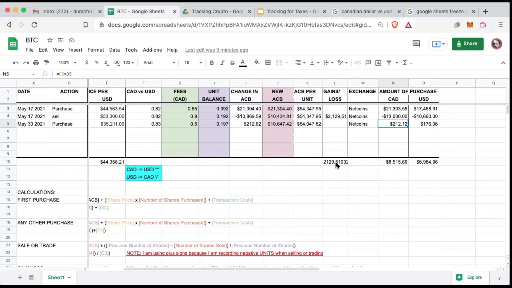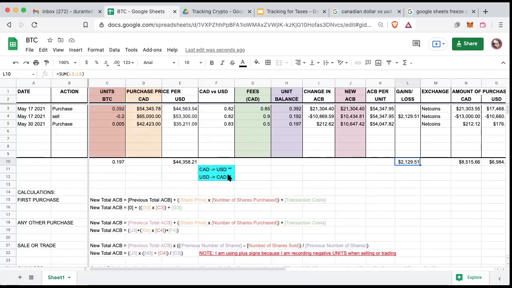Just want to point this out, gains and loss. This figure, it doesn't have a dollar sign yet, so I just click on it, go over here, click on it, and it just fixes it up to how it should look for currency. Just pointing out why I have this.